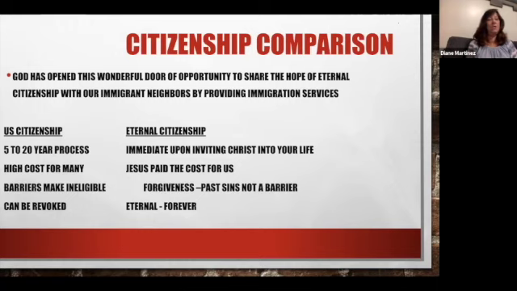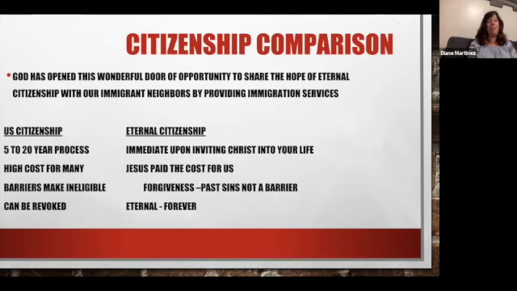There's a high cost for many. We're talking about thousands and thousands of dollars for just the USCIS process. And in this case, Juana told you about a friend of hers who, for just this one starting process, it cost them $8,000. And we hear about that, $8,000 to $20,000 for these processes. But Jesus paid the cost for all of us. And so there is no cost for eternal citizenship except just to say yes.